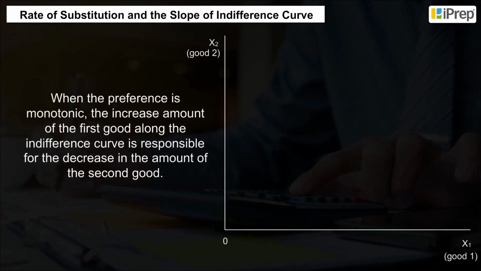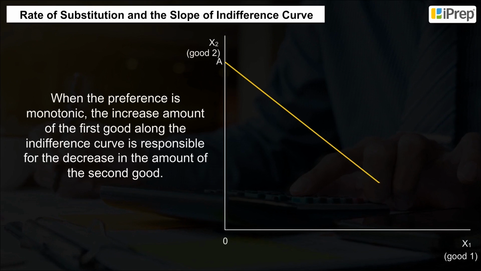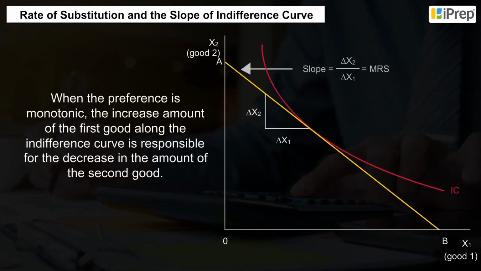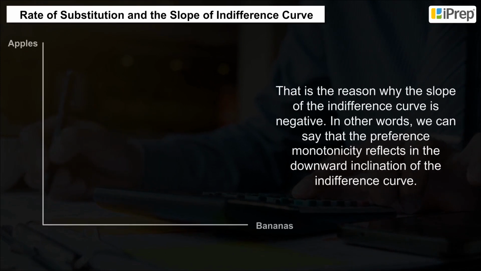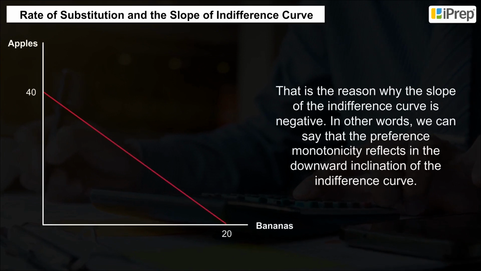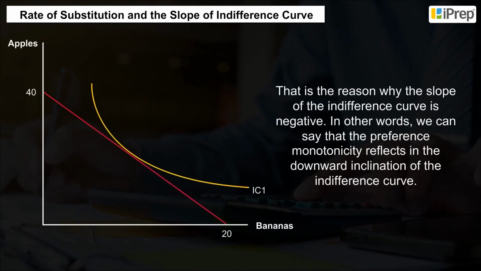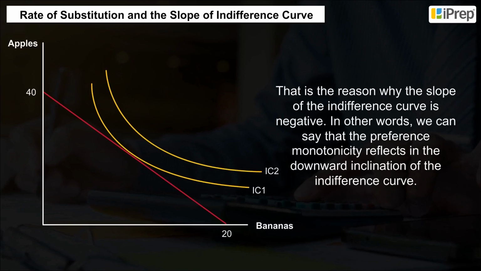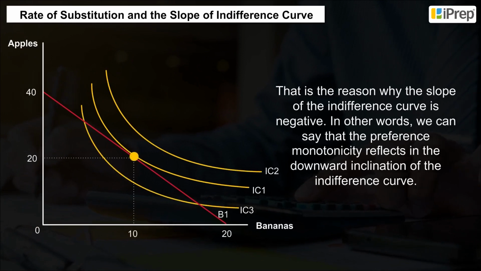When the preference is monotonic, the increased amount of the first good along the indifference curve is responsible for the decrease in the amount of the second good. That is the reason why the slope of the indifference curve is negative. In other words, we can say that the preference monotonicity reflects in the downward inclination of the indifference curve.